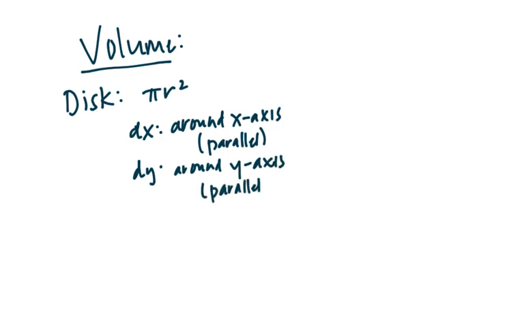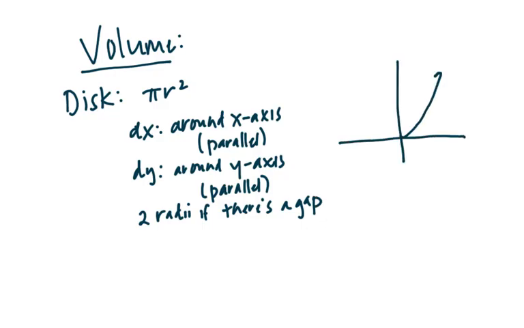And then the last note I would make about the disk method is there are 2 radii if there's a gap. So if you have a graph that looks like this, it's a parabola. Let's move this parabola up a little bit. If you have a parabola that's going to rotate around the x-axis, then you're going to be in terms of x, and you only have 1 radius.